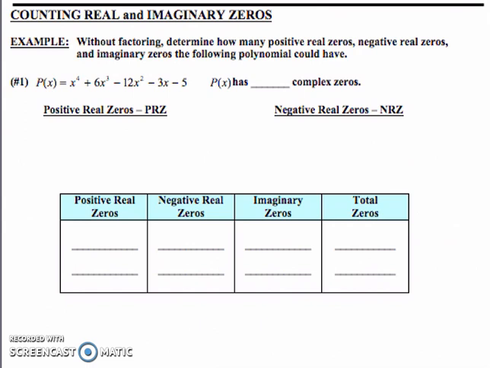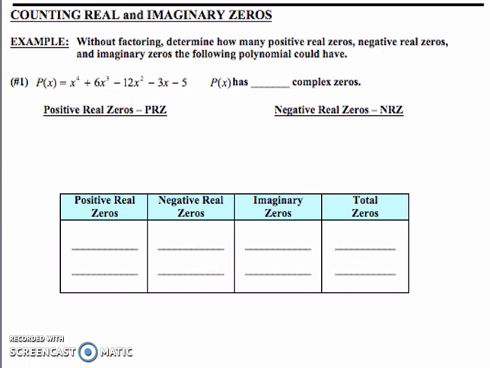So the last thing that we're going to talk about, kind of putting some information from our previous section together with some of the information from this section, is counting all of our real and imaginary zeros. So we have a polynomial here, and it says, without factoring, determine how many positive real zeros, negative real zeros, and imaginary zeros the following polynomial could have. So we are not asked to solve. We're just asked to basically make a table of possibilities, and you will see a problem like this on your test.